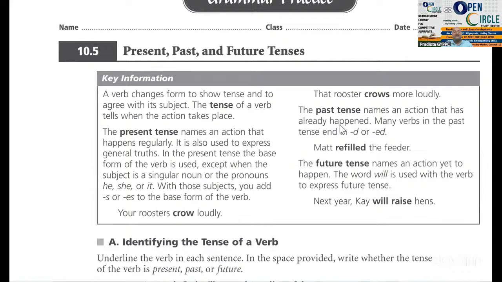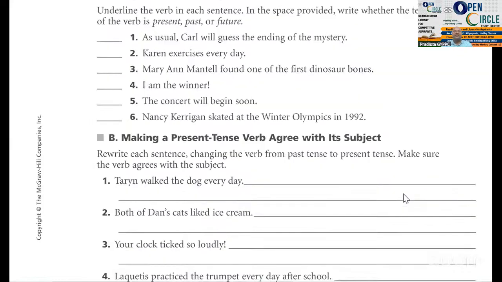Now past tense talks about the same thing but in older times. The crow caws every day. The crow cawed yesterday. Okay? So you have to identify the tense of the verb. That's a very simple exercise.